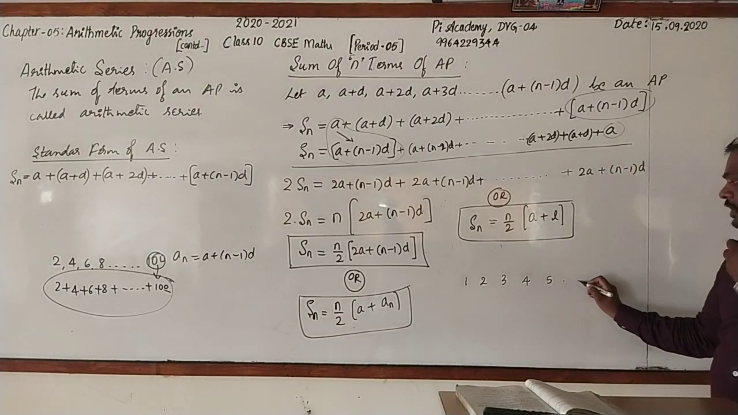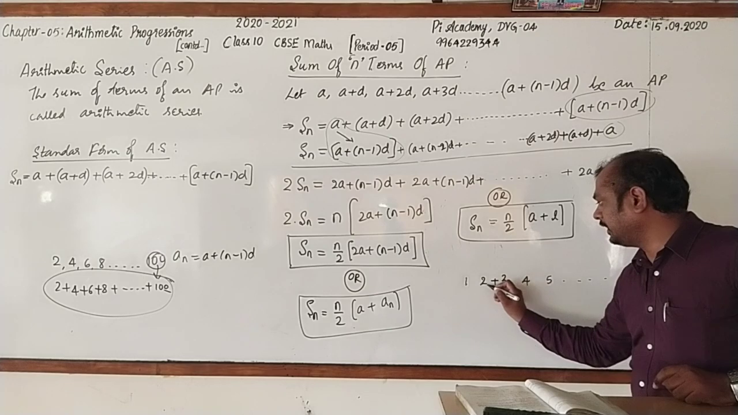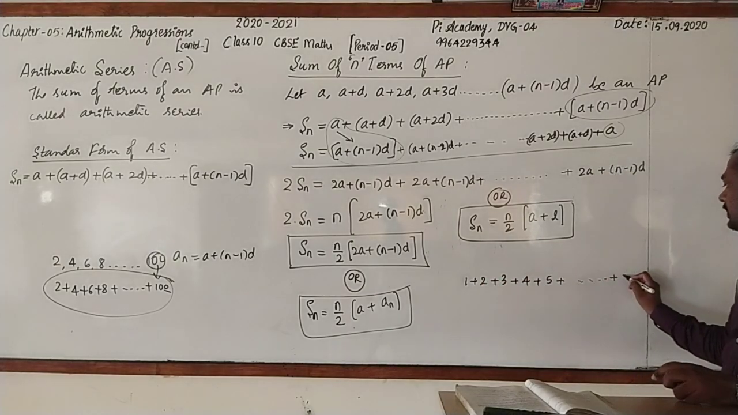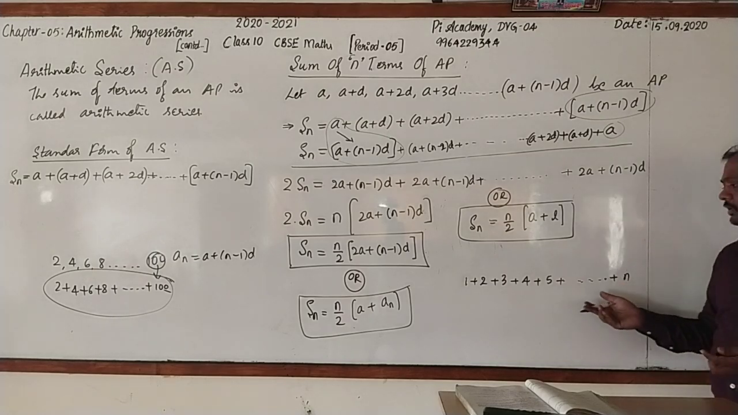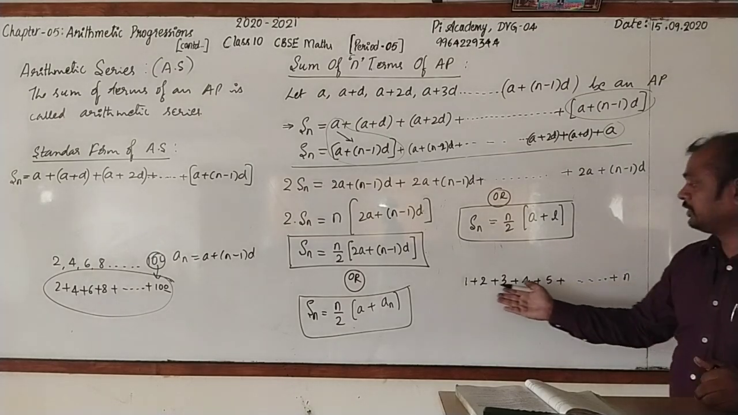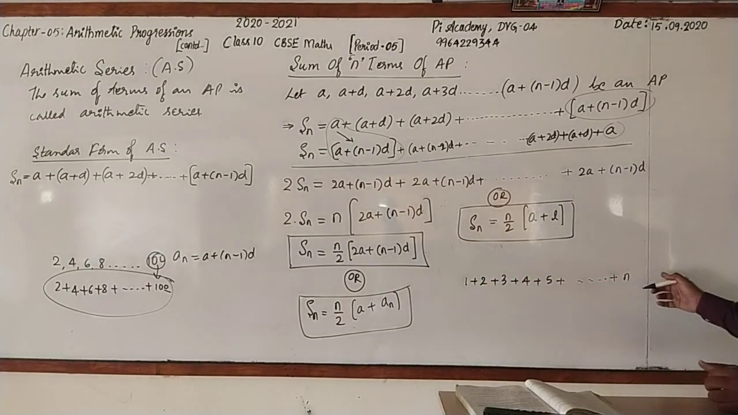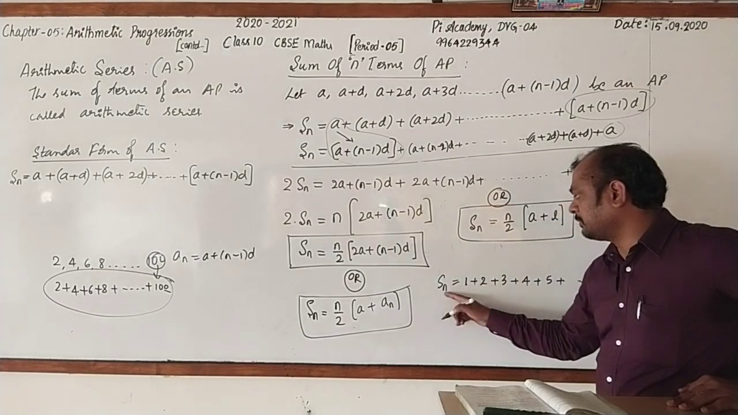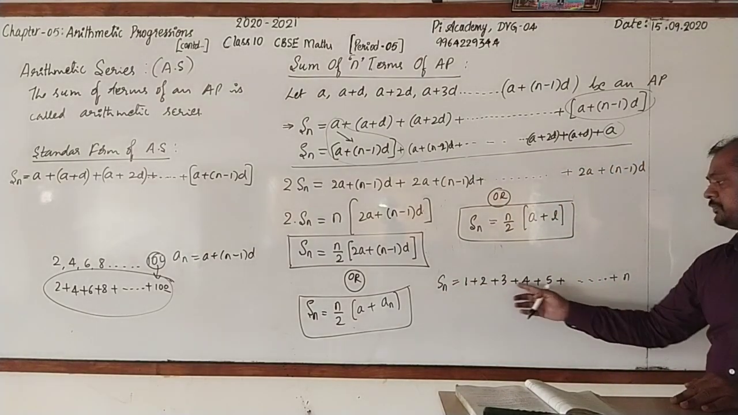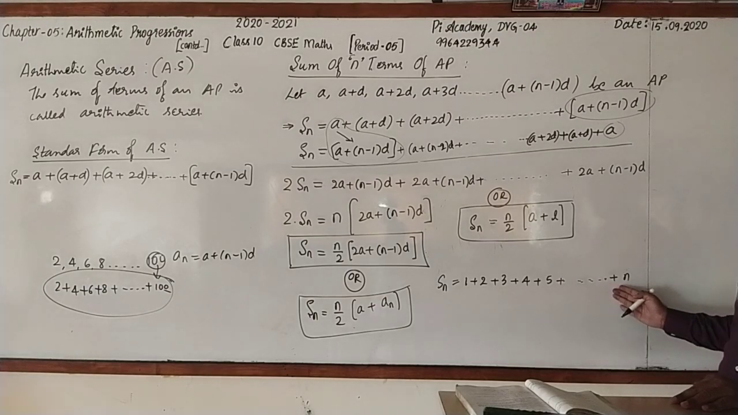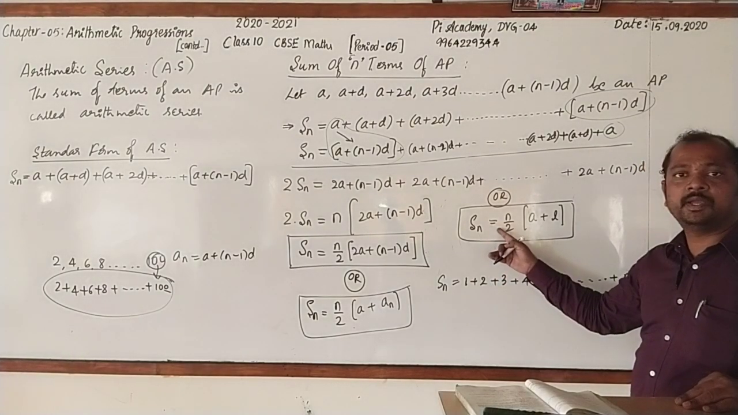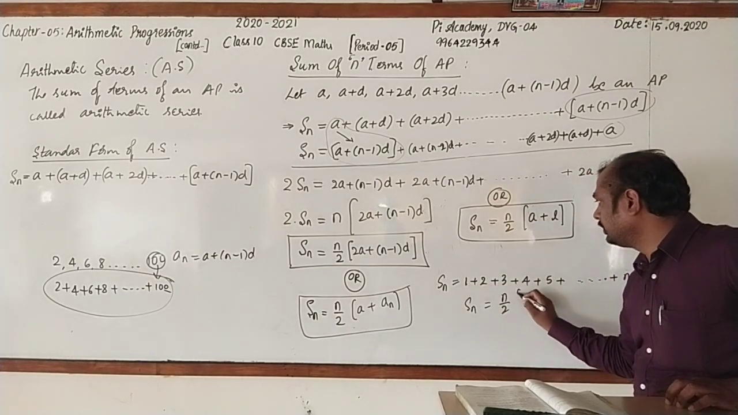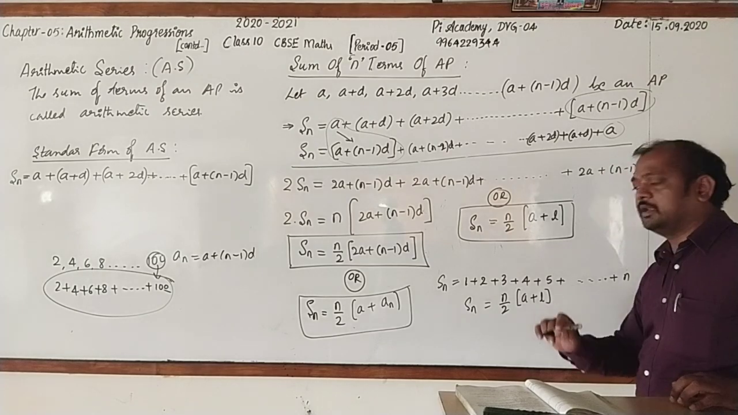These are natural numbers. You will go for adding all these natural numbers. Then at last, we do not know how many are there. There are n number of natural numbers. You will go for adding all these. I call this as Sn, sum of first n natural numbers. This can be found out again by this formula. Sn equal to n by 2 into a plus n.